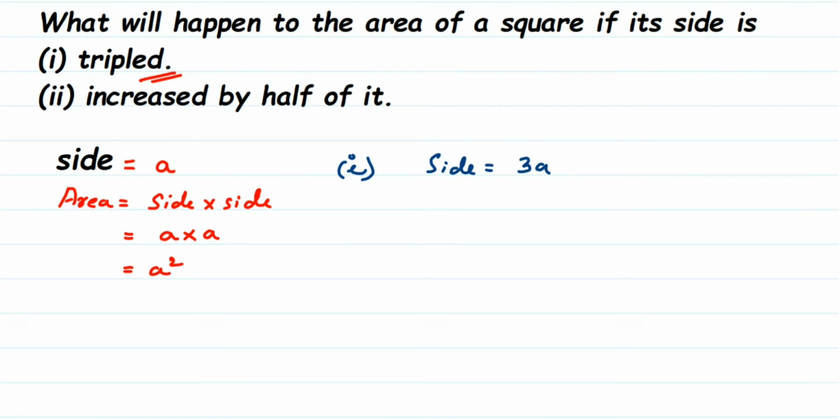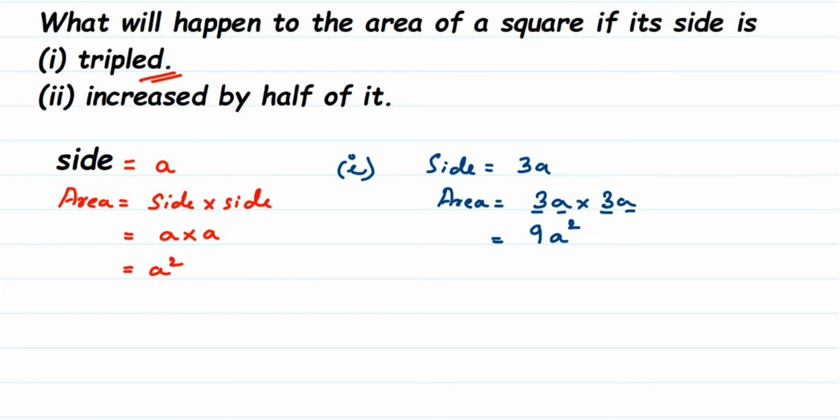Now if the side is 3A, then what will be the area? Obviously the area will not be the same, right? It is going to change. So what is the area then? We know the area formula is side into side, and the side here is 3A. So this will become 3A into 3A. Now multiply the numbers. So 3 3s are 9, and A into A is A square, so 9A square.